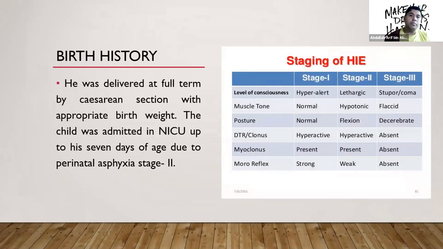So a little bit of birth history. He was delivered at full term by cesarean section with appropriate birth weight. The child was admitted to NICU up to his 7th day of age due to perinatal asphyxia stage 2. You can see the staging of HIE in the table on the right side. Next.